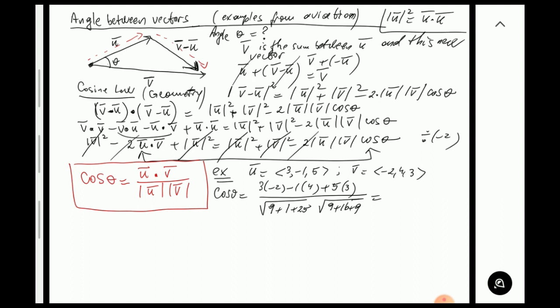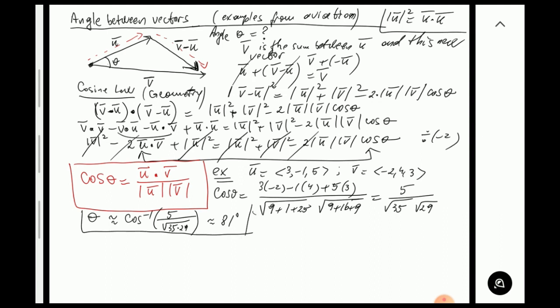So let's see, on the top here we have minus 6 minus 4 plus 15. That is 15 minus 10, which is 5, over square root of 35 times square root of 29. Use a calculator and convince yourself that theta, taking the inverse cosine of this quantity, is approximately equal to 81 degrees. Normally we use radians as a default setting for the angles, but for now let's leave it in degrees.